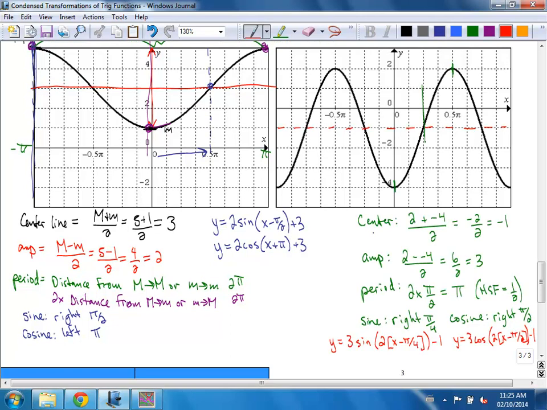So just for you to check over, that's my solution for 2 possibilities. I use the phase shift right here for sine and a phase shift right here for cosine.